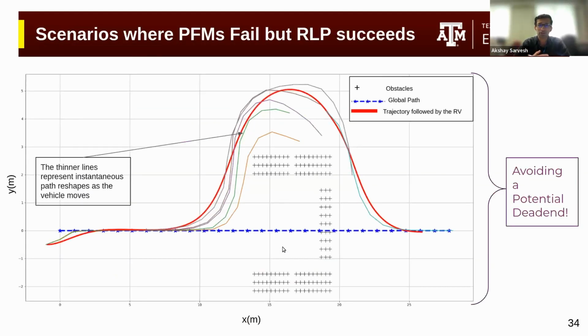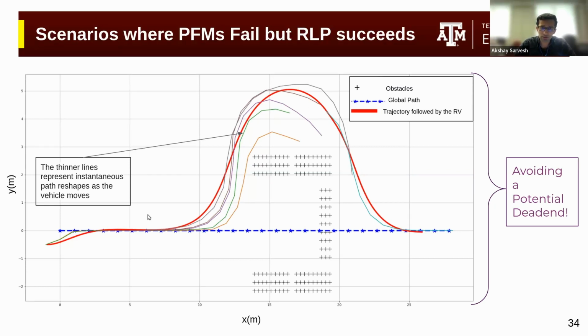Let's look at some of the scenarios where potential field methods fail, but reshaping local path planner can succeed. This is a scenario where potential field methods can oftentimes fail because it fails to recognize the presence of obstacles on either sides of a U channel. Reshaping local path planner, as you can see, comes ahead and figures out that there exists this potential for getting stuck and gets out, thereby figuring out a path that's also curvature constrained based on the dynamics of the vehicle.